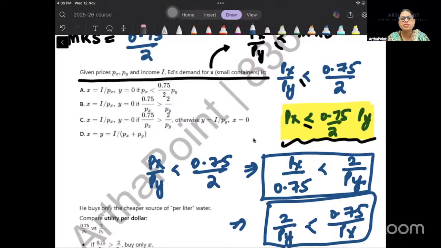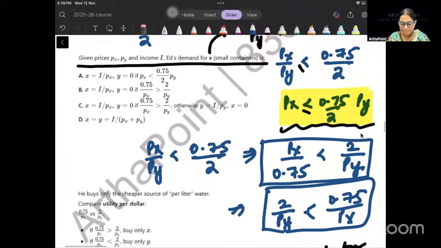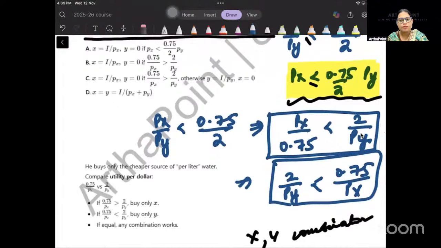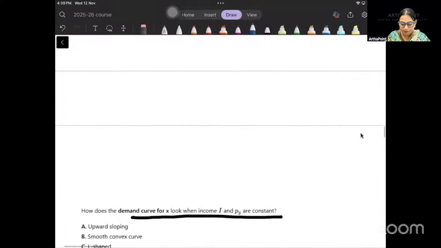I and Py constant means we are not changing them. They are unchanged. Yes, actually this is also correct, beta. I just noticed that this is the same form. So yes, for C also all of you were right. I mean, this can be rewritten as this. Okay, so do this one now.